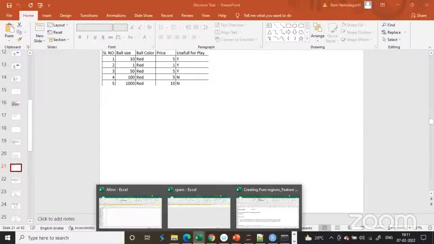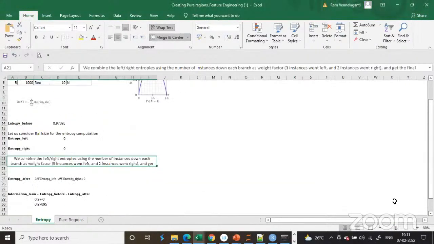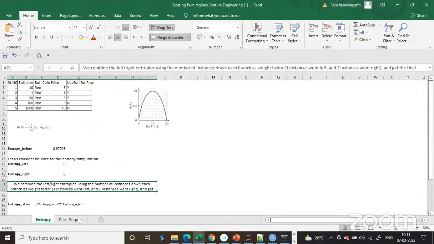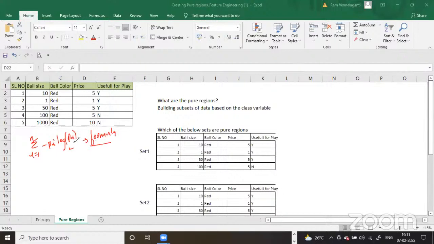So let us start our discussion. We have our Excel file here. Let's try to understand the concept. We're going to use our formula. What is that formula that we have seen? Sigma i equal to 1 to n, minus p of i log p of i to the base 2. This is the formula we are using to find out our entropy. Now, first find out the entropy for the system.